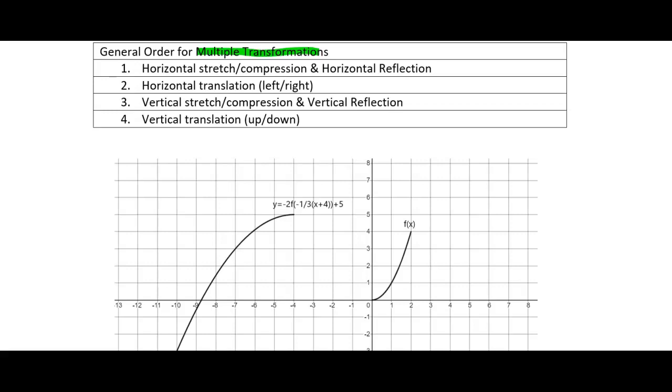So if you look at what they gave us here, they gave us this f of x function, and then they gave us this transformed function here. I'm going to write that up here where I have a little more space. So that's a -2 f, and then you have a -1/3, and then an x plus 4, and then a plus 5 on the end there.